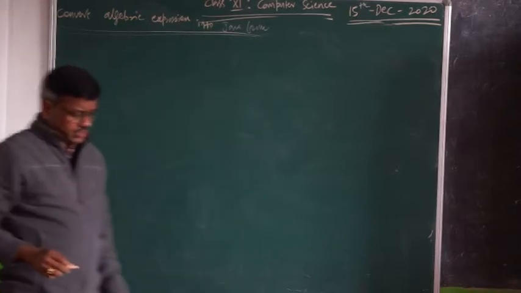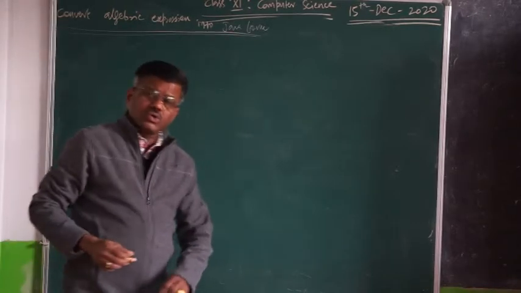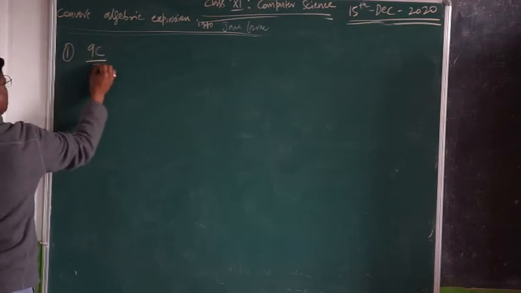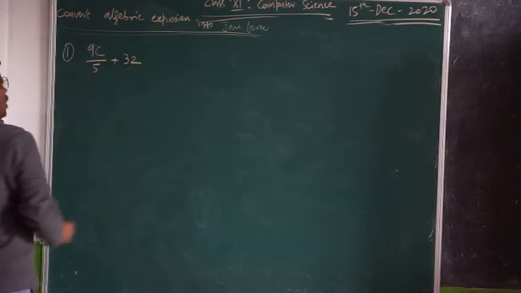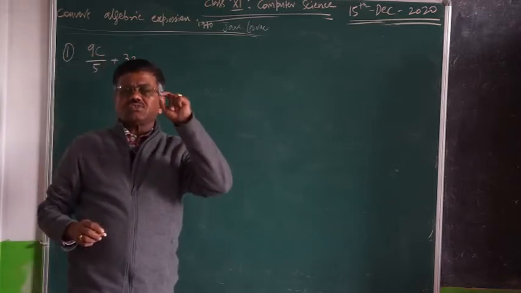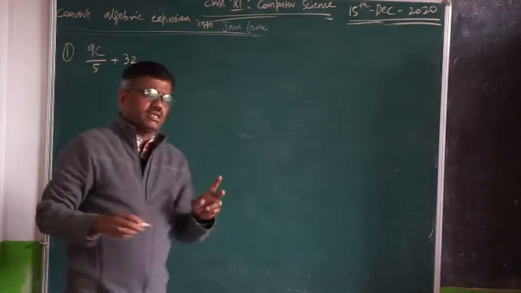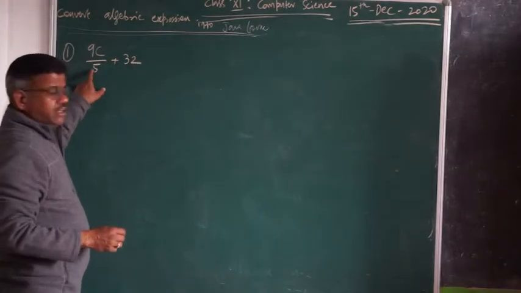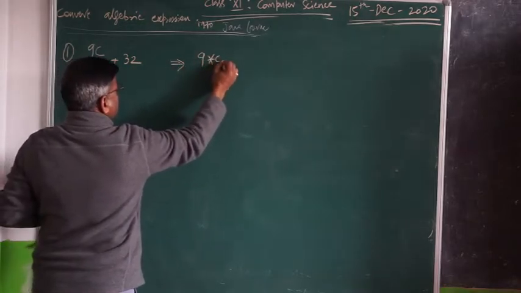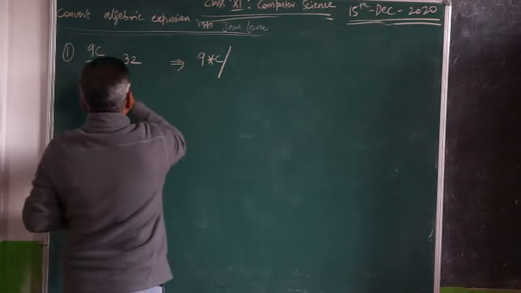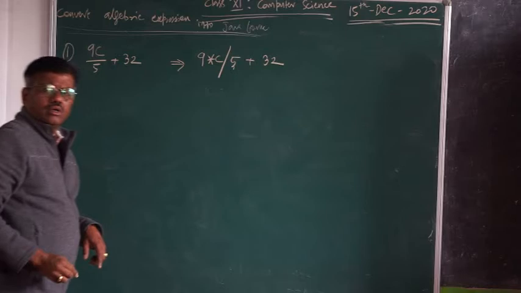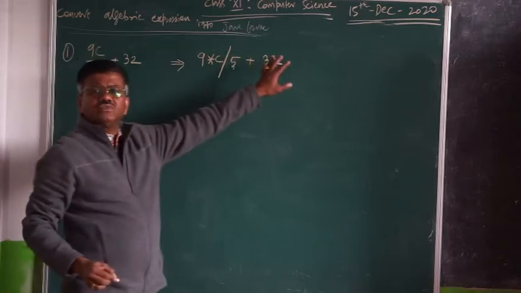What is the first one? The first one goes like this: 9c by 5 plus 32. How do I convert? It's understood that 9c is 9 asterisk c. Between 9 and c there is a multiplication, so you cannot write like this, this is the algebraic way of writing. The Java way of writing is 9 into c, and division has to be written with a slash. What do you have? 5 plus 32. This is the algebraic form, this is the Java form.